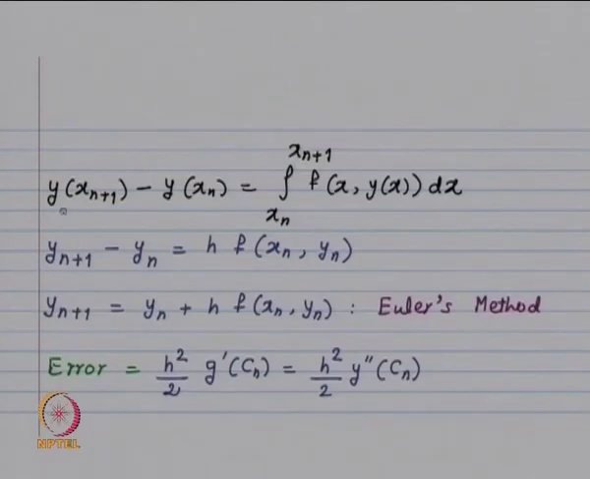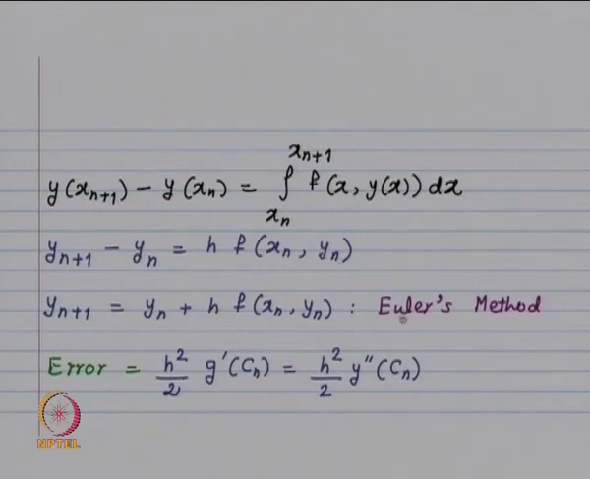And then y at x n plus 1 minus y at x n, this is the equation satisfied by the unknown solution y. When you apply the numerical quadrature rectangle rule to the right hand side, you are going to have y n plus 1 minus y n, where y n plus 1 is the approximation to y at x n plus 1. So, y n plus 1 minus y n is equal to h times g of x n, that means h times f of x n, y n.